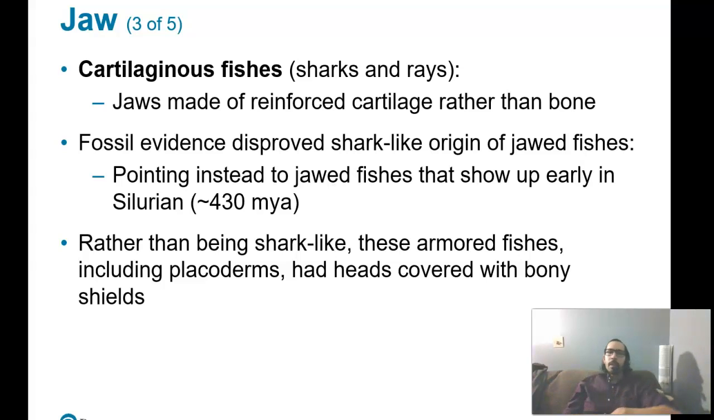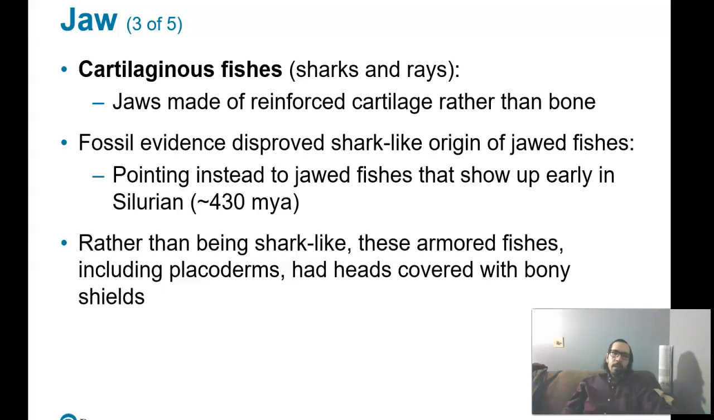Cartilaginous fishes have jaws that are made of reinforced cartilage, and not bone. So when you look at the skeleton of a shark, all that remains is the cartilage, because they have no bone. And the fossil evidence disproved the shark-like origin of the jawed fishes. Initially, it was thought that the first jawed fish was more shark-like.